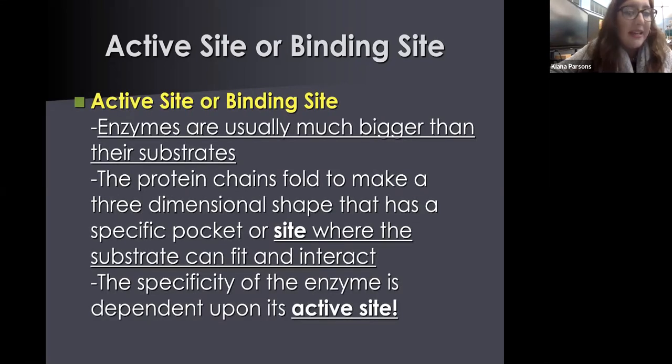So the active site or binding site. The underlined parts are what you need to fill in on your paper. Enzymes are usually much bigger than their substrates. The protein chains fold to make a three-dimensional shape that has a specific pocket or site where the substrate can fit and interact. And remember that this is like a lock and key type relationship where the enzyme is able to fit into this precise shape like a lock and key. And this specificity of the enzyme is dependent upon its active site. So the way these things fit together is shape dependent.